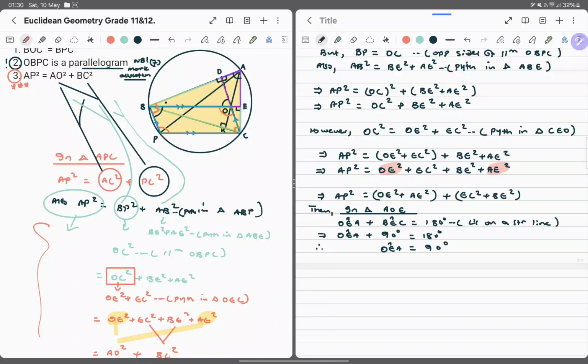We can say here safely, this implies, we can say, therefore, we know that AO squared is equal to OE squared plus AE squared. This is Pythagoras. Right? Yeah, this one was crazy.